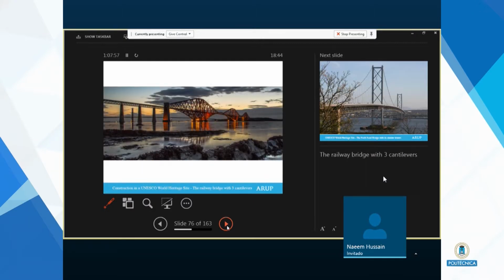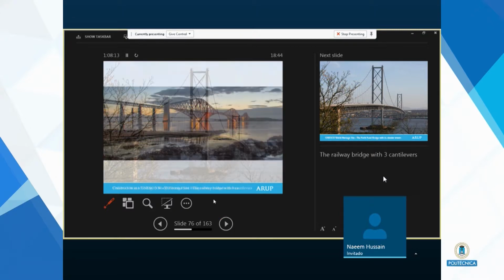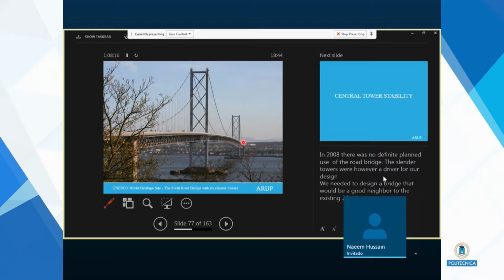But the question was how to build a new bridge that would be in this, what is now a UNESCO World Heritage Site. So we wanted to have a bridge that would be visually compatible with the old railway bridge and also be compatible with the suspension bridge.